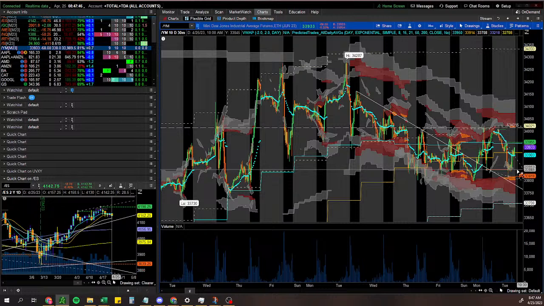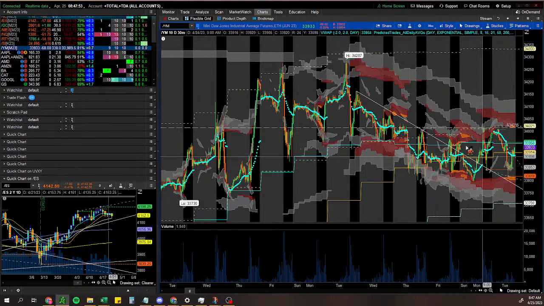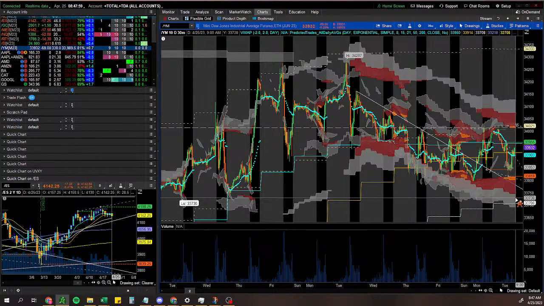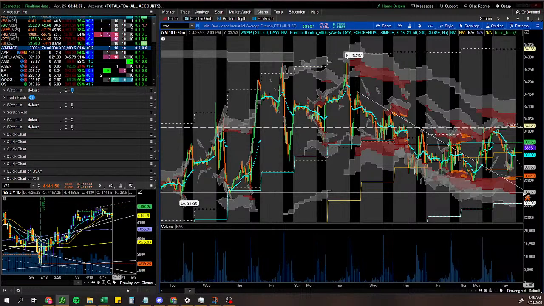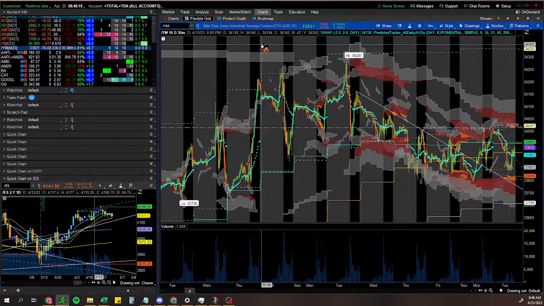NQ already made it back to the mean, the daily 21. Ruddy, YM close, hasn't quite tapped it. Same on ES. So let's see if all the indices before the week is out, maybe even today, fully engage the daily 21 so that all indices are reset to the mean going into these earnings and data points this week.